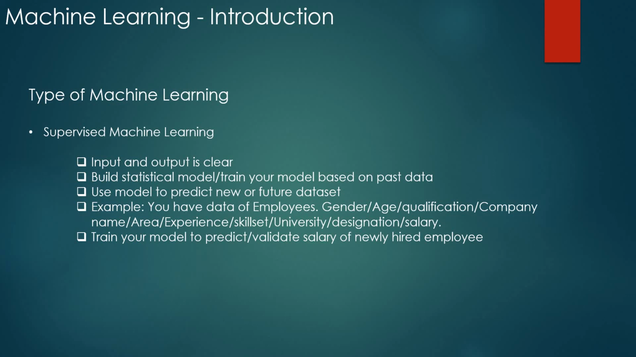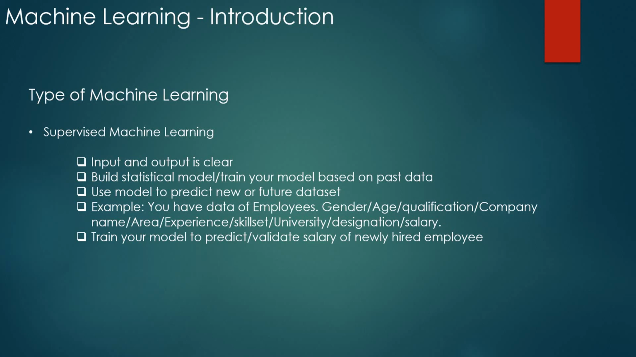Supervised machine learning is the category where the input and the output are clear. It means we know what the input of the data is and what the output of the data set is. For example, we have a data set of employees from various organizations. We have the gender, age, qualification of the employee, which company the employee is working in, in which area, what experience the employee has, the skill set, which university they passed out from, the current designation, and the salary the employee is currently earning. Now assume that salary is what we are looking for as the output, and the rest of the attributes we consider the input.